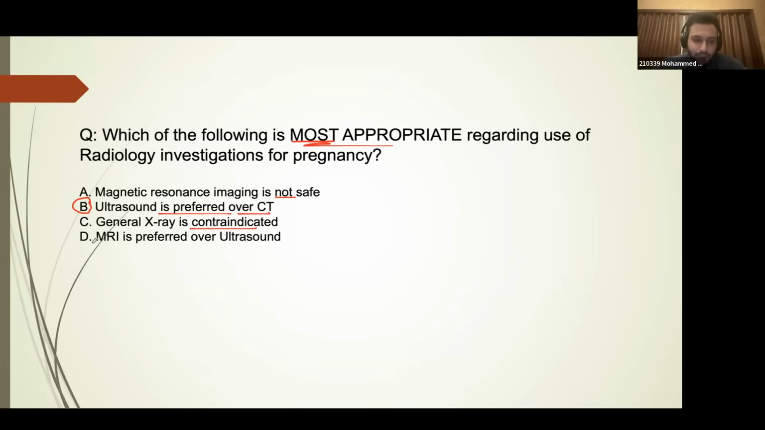MRI is not preferred over ultrasound because ultrasound is quick. With MRI, you're going to need to wait 40 minutes. Basically, the stuff that you can localize exactly is also cheap. Ultrasound is very cheap. MRI is not. And the things you need to localize would be more apparent on ultrasound because they're more acute conditions and you need something very fast. So you need to use ultrasound.